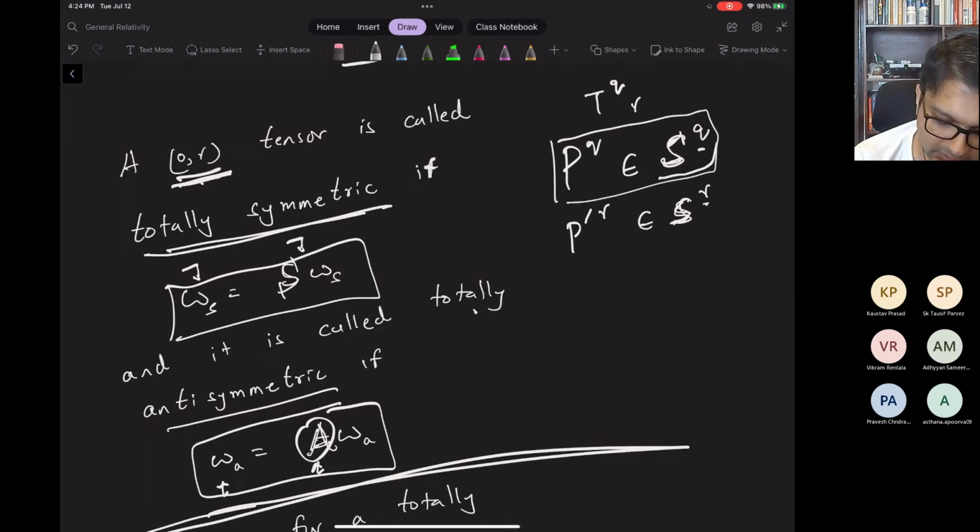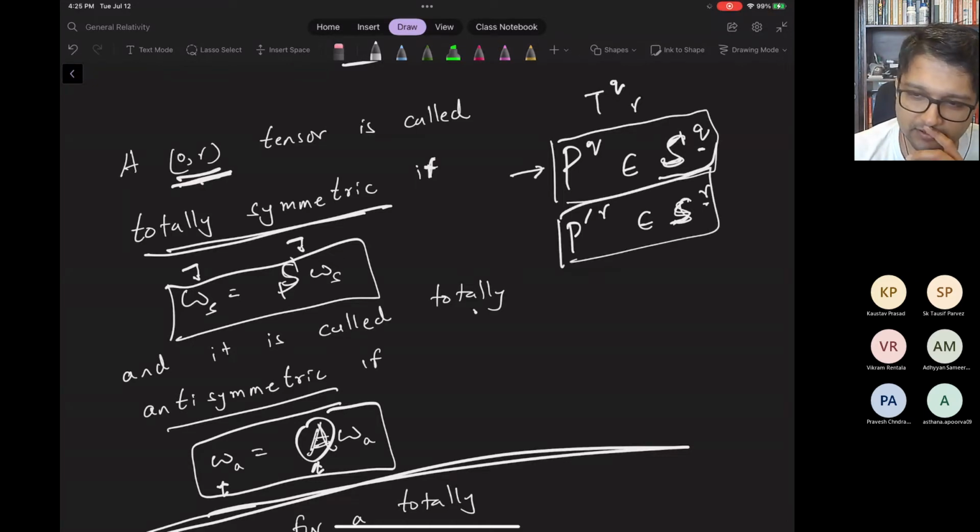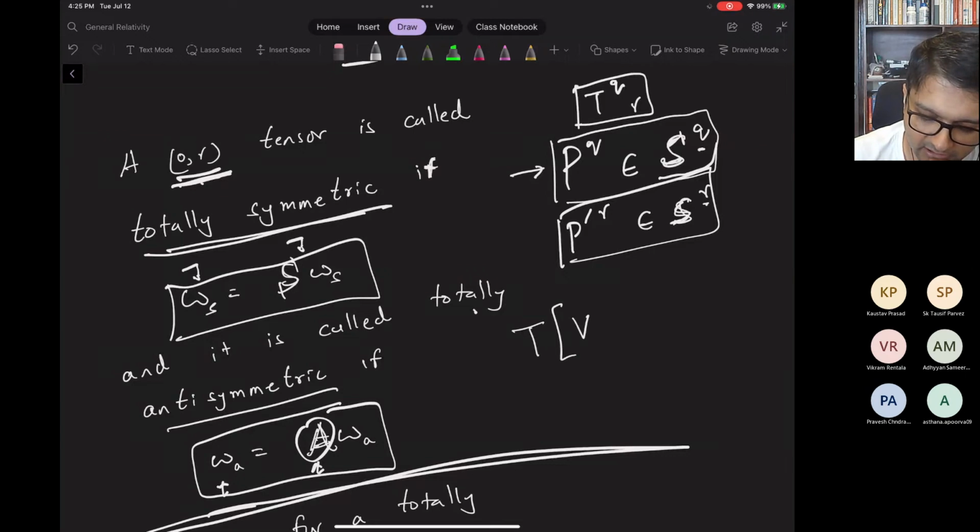So in this case, suppose you have a mixed tensor. The permutation operation permutes only the vector indices among themselves, and permutes only the dual vector indices among themselves. For example, when we talk about a tensor of type QR, let me denote this object as T. It takes in Q dual vectors, which I'll denote as omega 1 through omega Q.